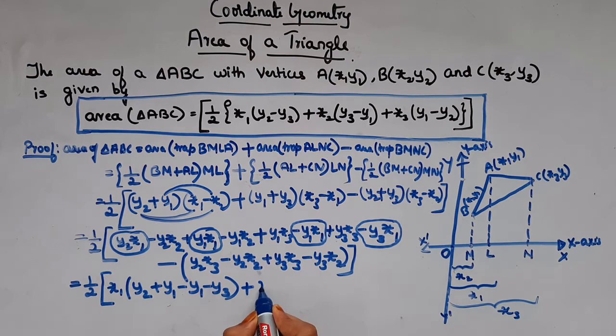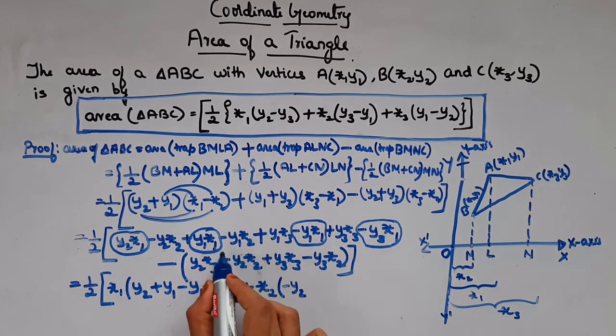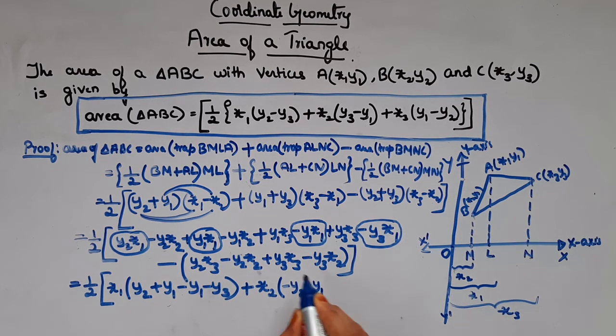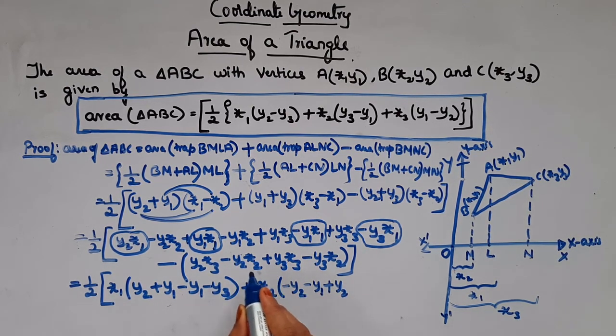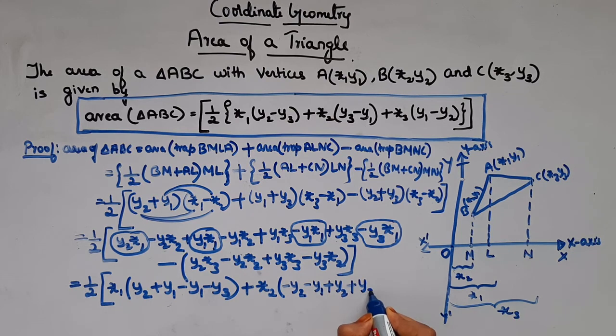Plus, now let's keep X2 term outside. So we have this term, that is minus Y2. X2 is outside. Here you have minus Y1 into X2, so X2 is outside. So X2 term. And here we have minus of minus is plus Y2. So here X2 is outside. Similarly, here one more term. So minus of minus is plus Y3.